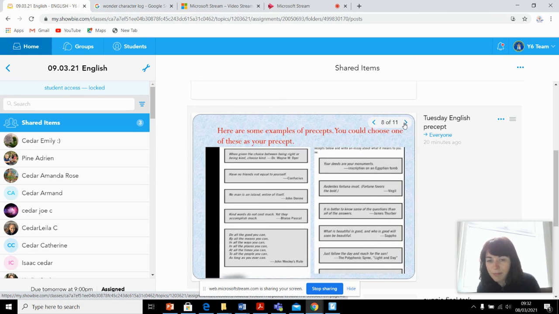So just to help you, there's a few more examples on this page. You can have a little look at it, but some of them are, for example, it's better to know some of the questions than all of the answers. What is beautiful is good, and who is good will soon be beautiful. So there's a few different examples of precepts there.